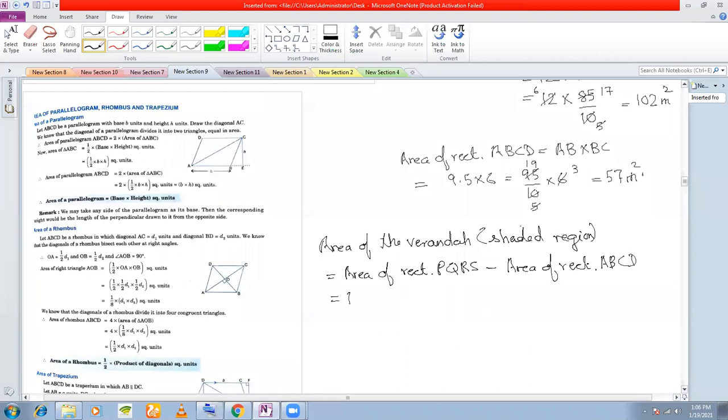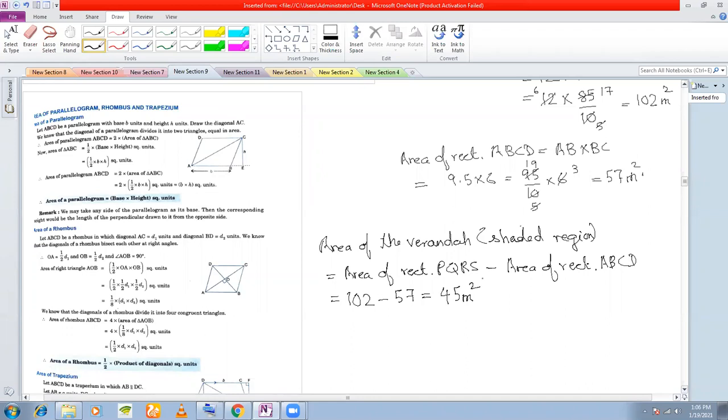So this is 102 minus 57. How much is 102 minus 57? Sir, 45. 45 meters square. This is the area of the veranda.